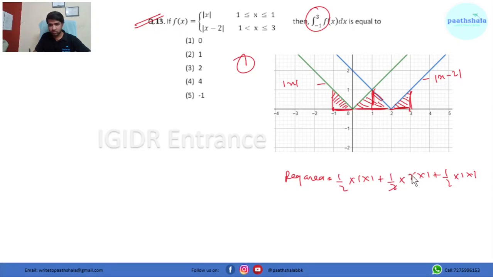So this will come out to be 1, and this will be half plus 1 plus half. So this comes out to be 2. So this is the first approach.